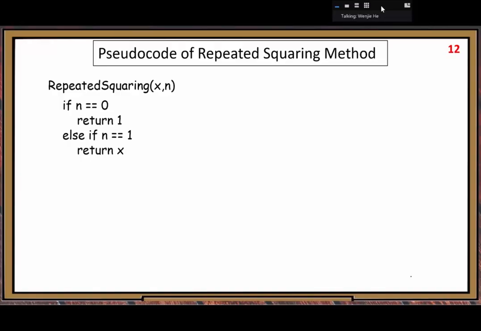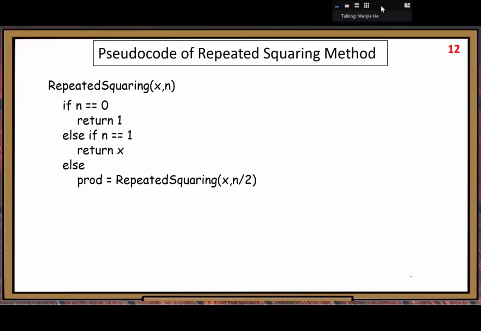Then we will do the square root operation, divided by 2. N divided by 2. So that's the else part. That's the main processing part. Main processing part here. Look at this line.